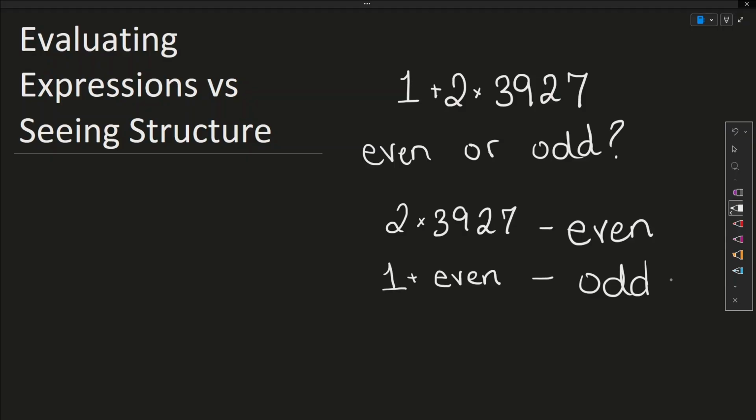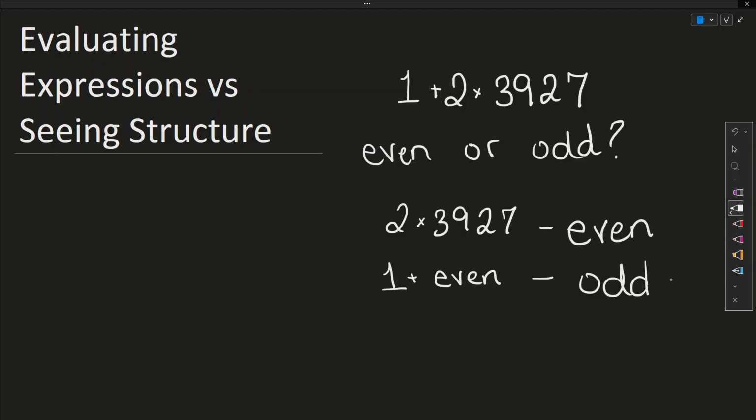A student who can see that 2 times 3,927 must be even is using reasoning. A student who knows that an even number plus 1 is odd is connecting number properties to expression structure. This kind of thinking helps students become stronger problem solvers.